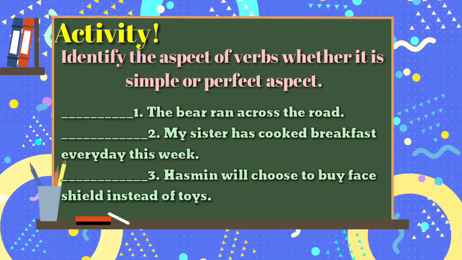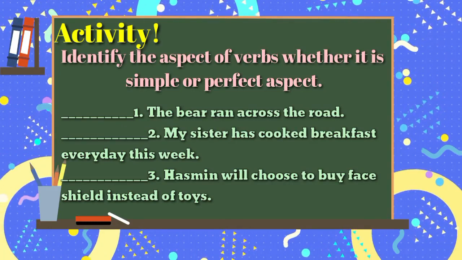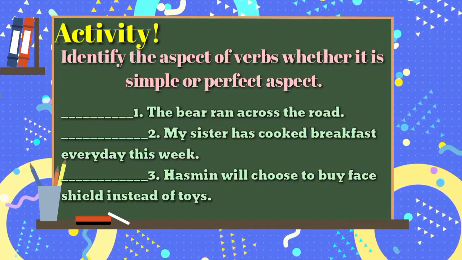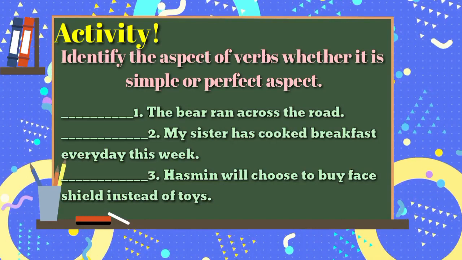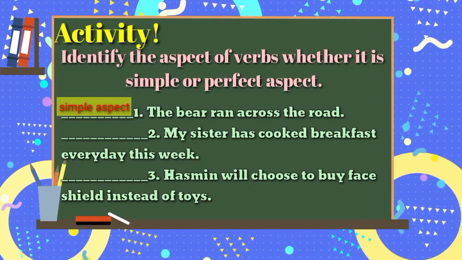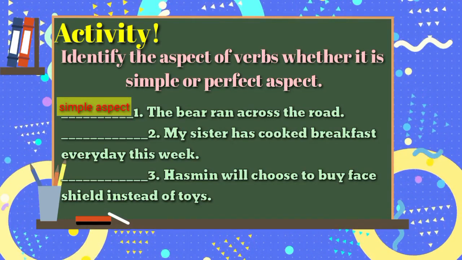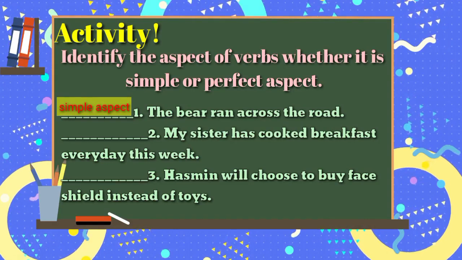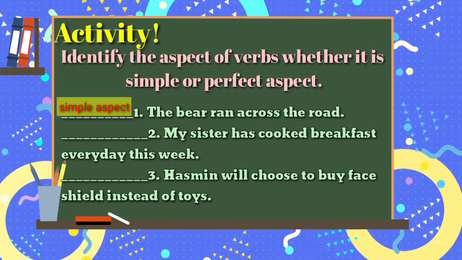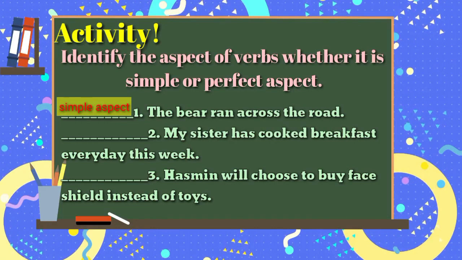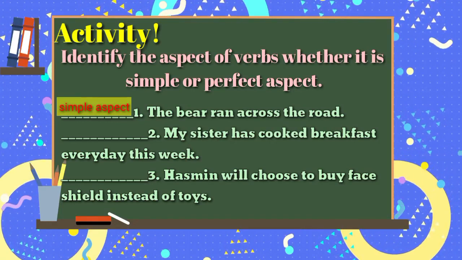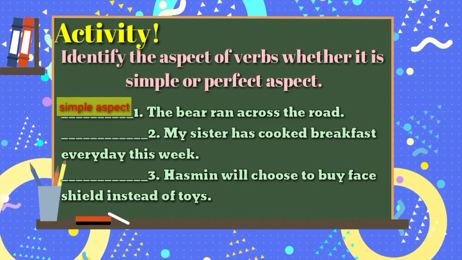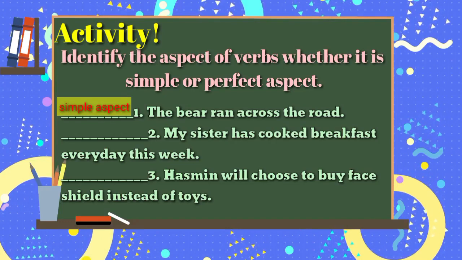What is your answer in number 1? Very good! The answer is simple aspect. In number 1, the sentence, the bear ran across the road, expresses an action that was completed in the past, and it falls under the simple aspect of verb, which is in the past tense.